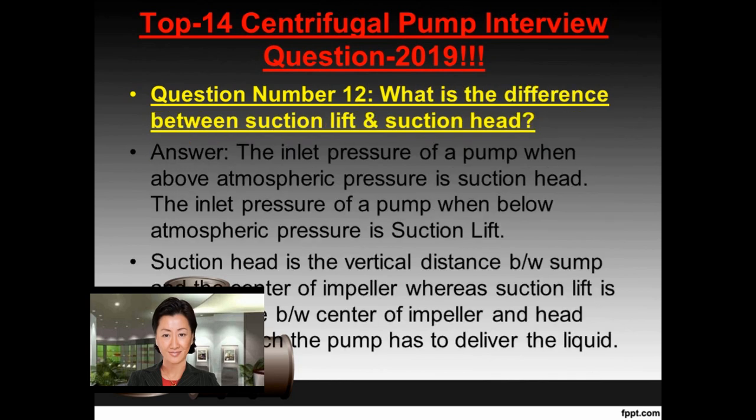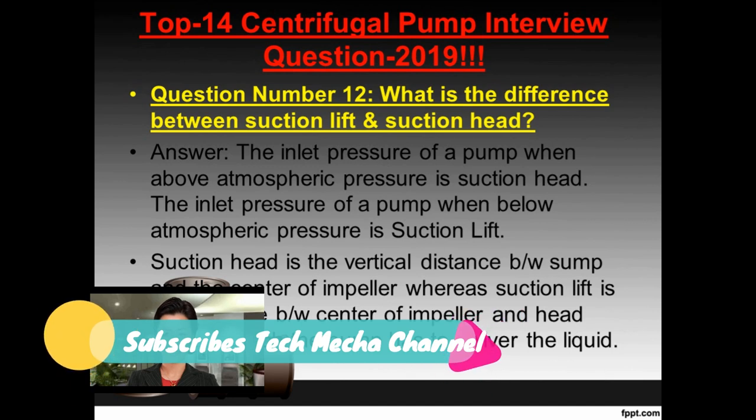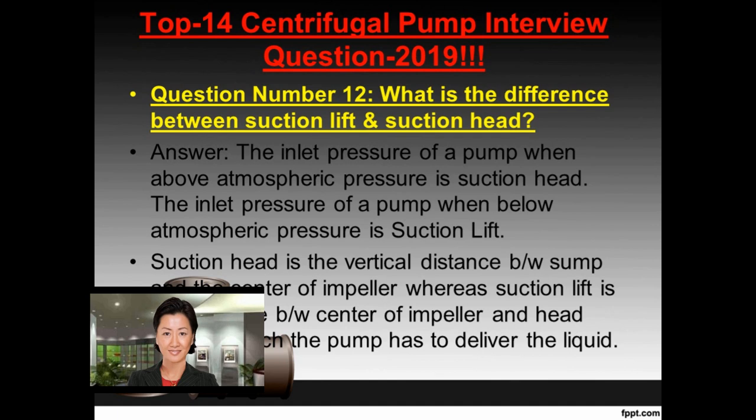Question number 12. What is the difference between suction lift and suction head? Answer. The inlet pressure of a pump when above atmospheric pressure is suction head. The inlet pressure of a pump when below atmospheric pressure is suction lift. Suction head is the vertical distance between the sump and the center of the impeller, whereas suction lift is the distance between the center of the impeller and the head, against which the pump has to deliver the liquid.